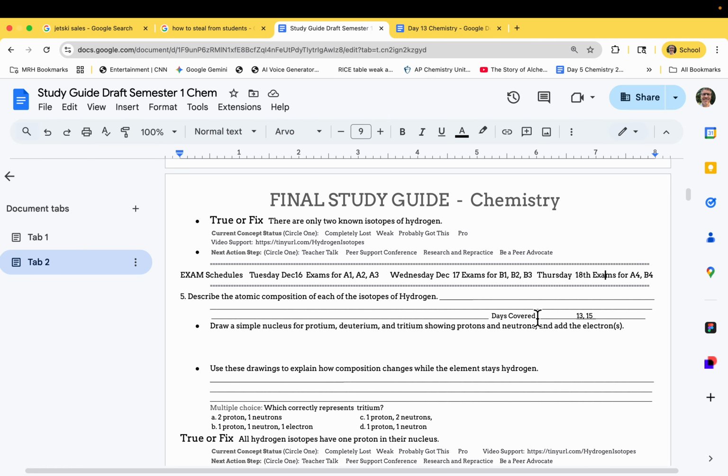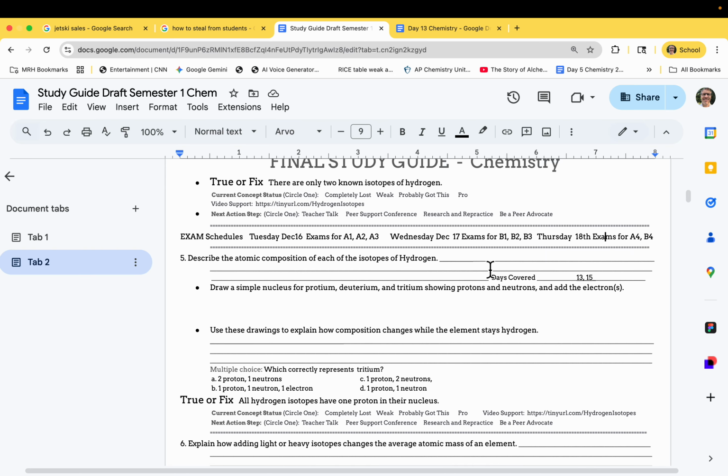5. Describe the atomic composition of each of the isotopes of hydrogen. That's the same idea we just went through. So once again, protium consists of 1 proton and nothing else. Deuterium consists of a proton and a neutron. Tritium consists of a proton and 2 neutrons. Draw them. So again, that's right off your day 13 work.